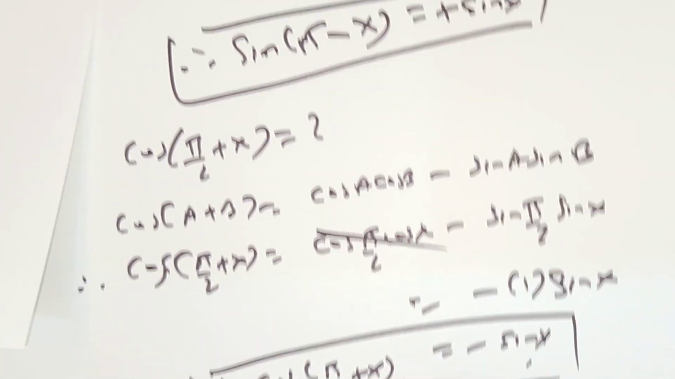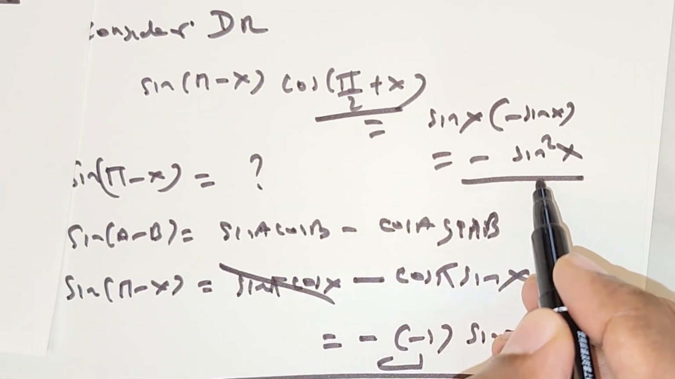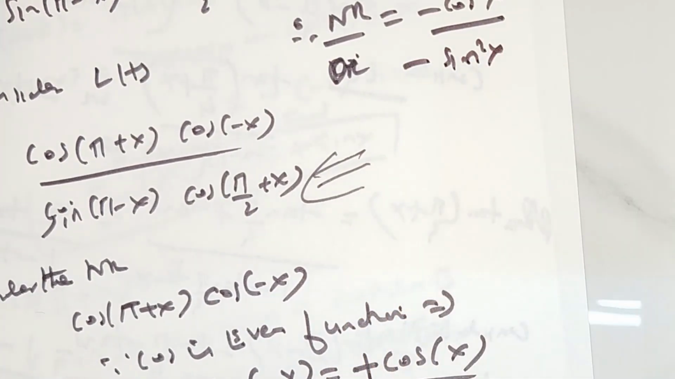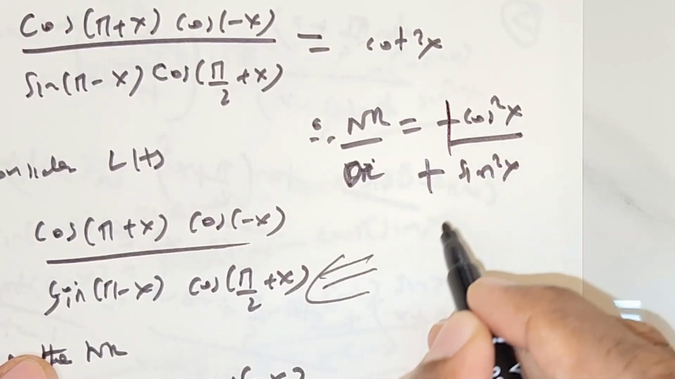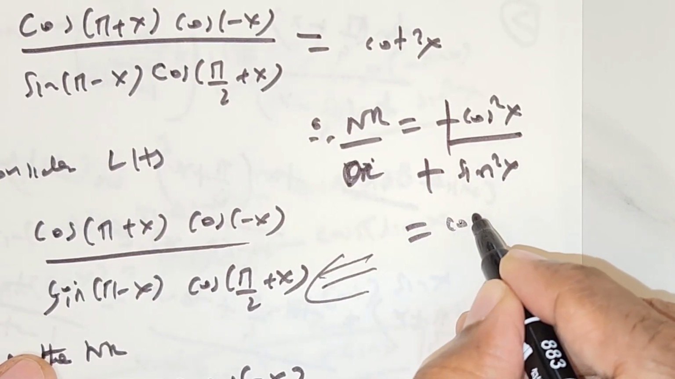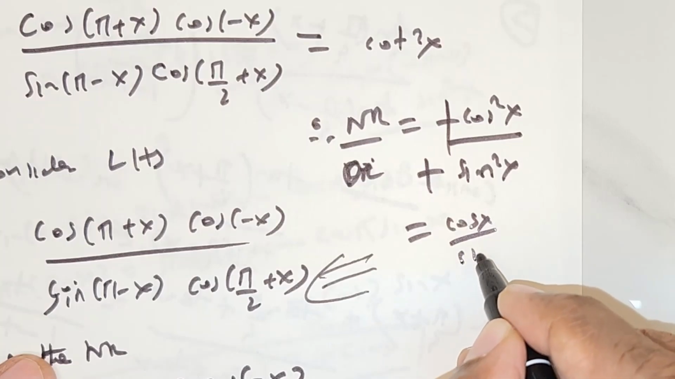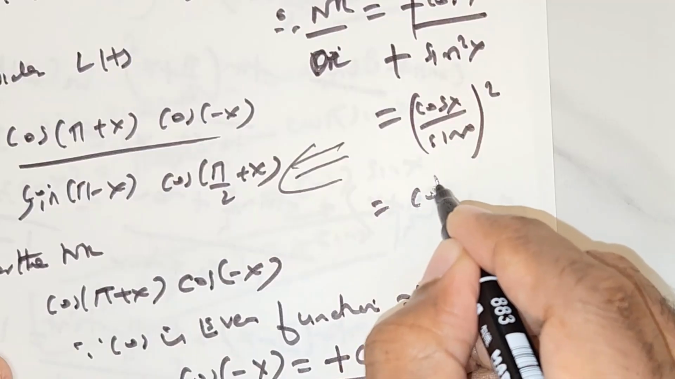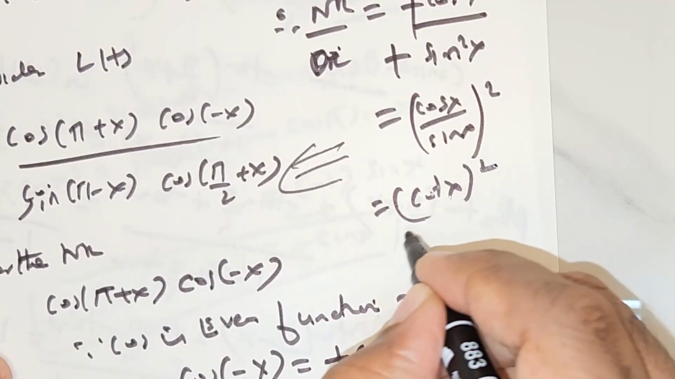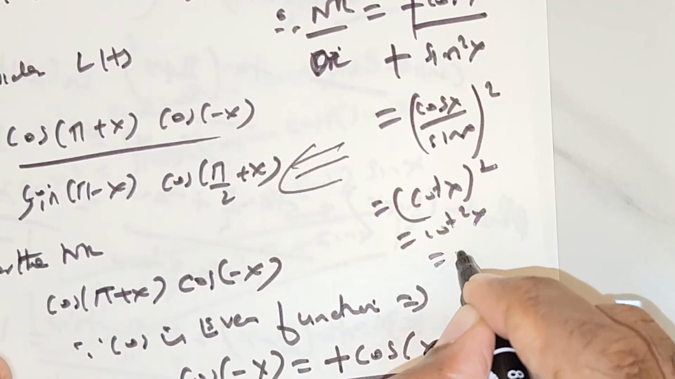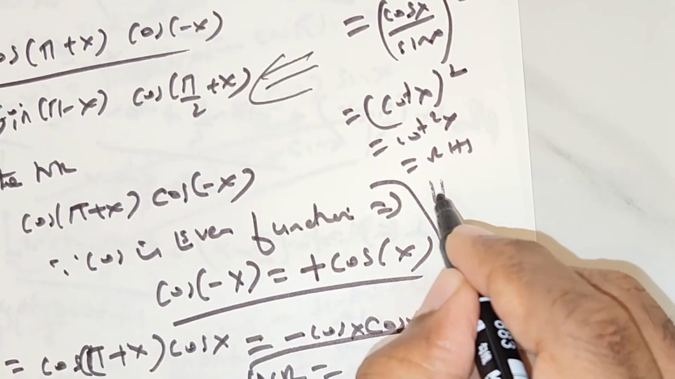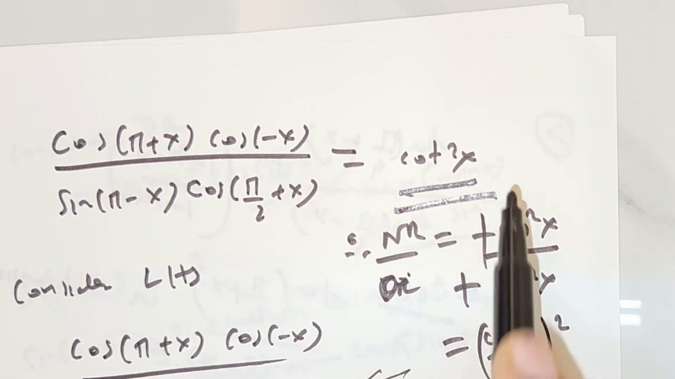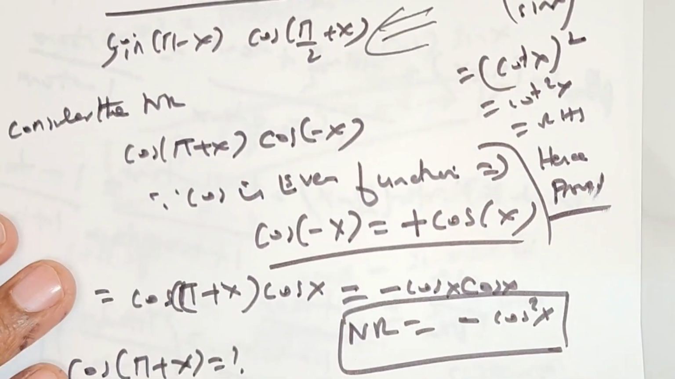and what is in the denominator? -sine squared x. You see that? -sine squared x. I hope you're watching. So negative will be positive. So cos squared x over sine squared x. I'm going to write it as (cos x over sine x) raised to the power of 2. But what is cos x over sine x? It's cot x. This is raised to the power of 2, which is equal to cot squared x, which is equal to the right hand side. Hence proved. You see here? This is what they want. So that is the completion for this question. We move on.